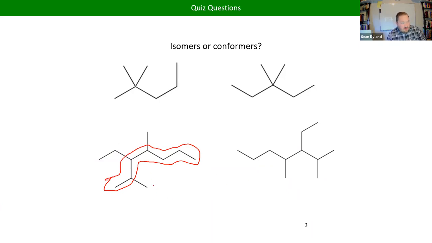And so if we're trying to name this now, it's going to be dimethyl and an ethyl group. So our overall molecule name here is going to be 2,4-dimethyl-3-ethylheptane.